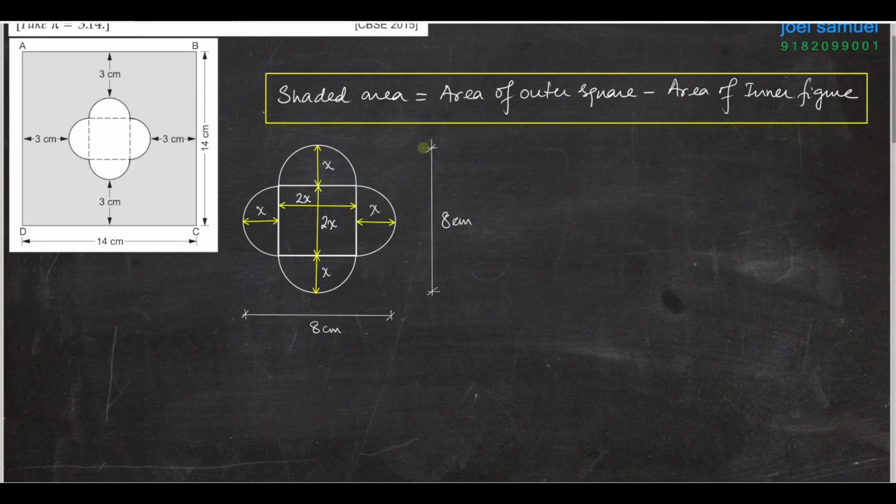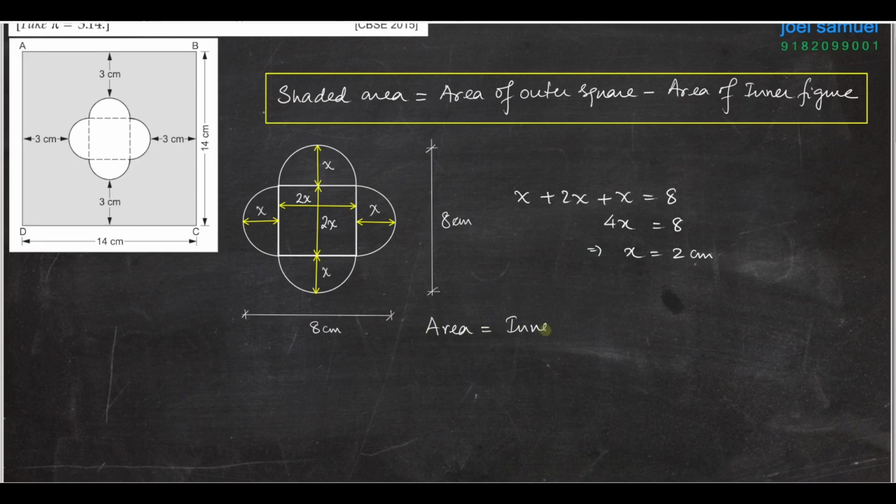But we know that this total top to bottom distance is 8 centimeters. So if I add x plus 2x plus x, I can equate it to 8 and pull out the value of x. So x plus 2x plus x is equal to 8, which means 4x is equal to 8, which implies x is equal to 2 centimeters. That tells me that each semicircle has a radius of 2 centimeters and the inner square is 4 by 4.